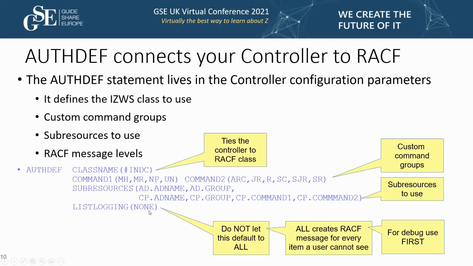Personally, if you are using this option, maybe for debugging to see whether people are being restricted, just use list logging first, and that will show you anything that's been inhibited by a read access and none.